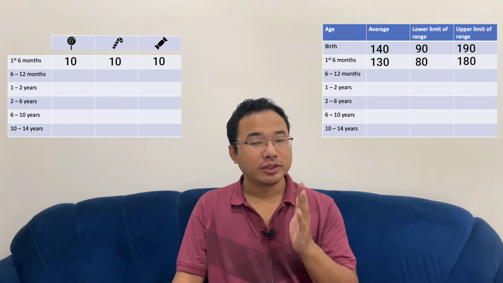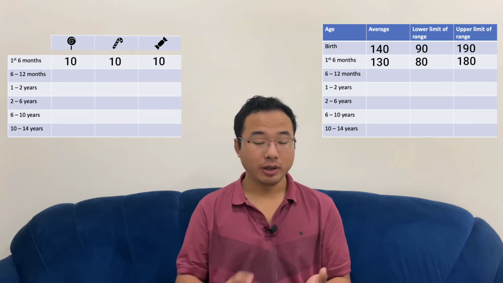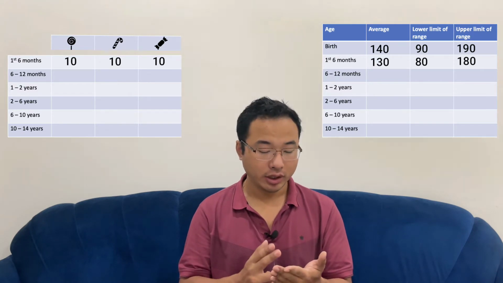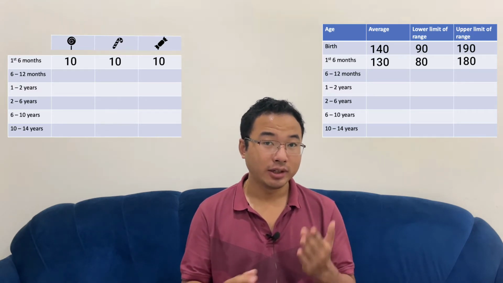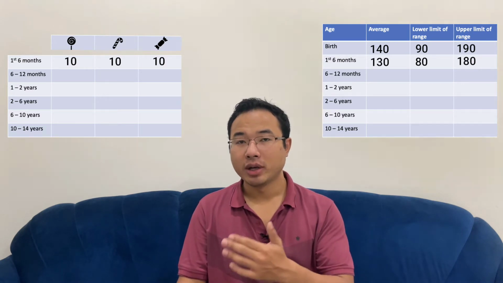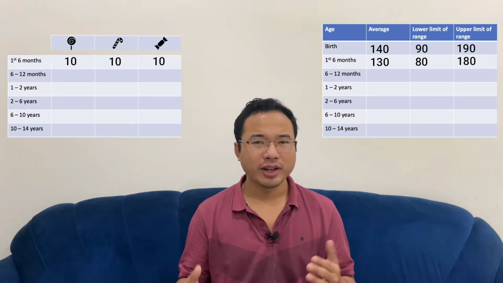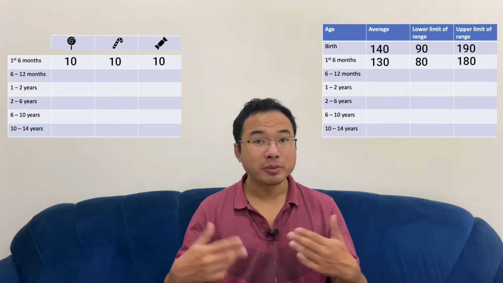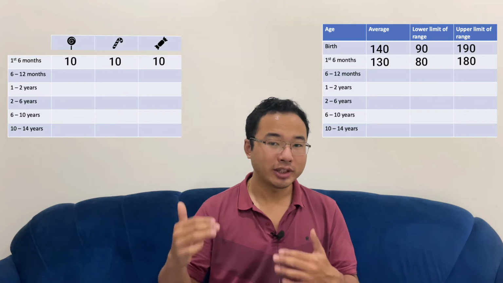So for a 0 to 6 months old baby, the average heart rate is 130. The lower limit of the range is 80. The upper limit of the range is 180. So again, this is 130 plus minus 50. Anyway, let's go to the next one. It becomes complicated. It's not always minus 10, minus 10, minus 10, minus 10.